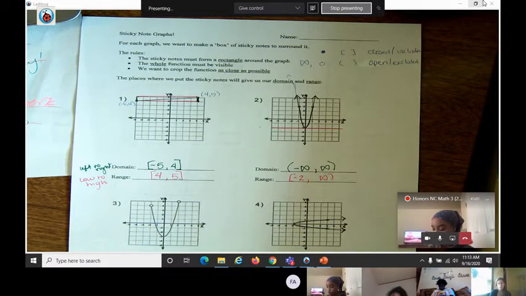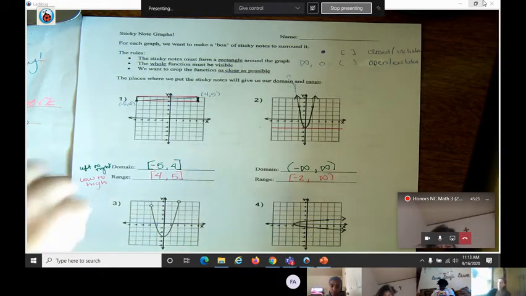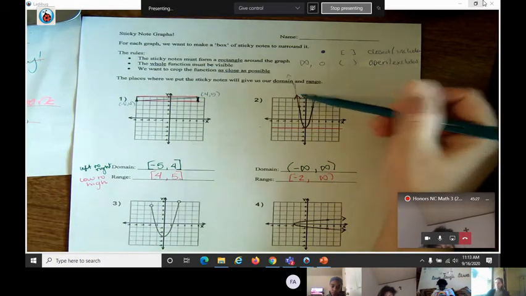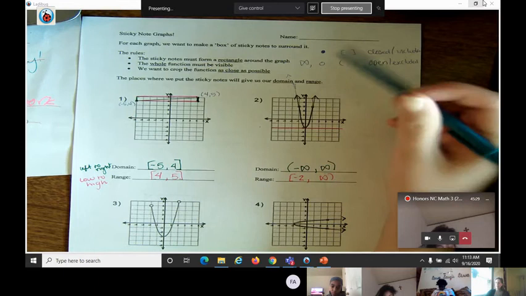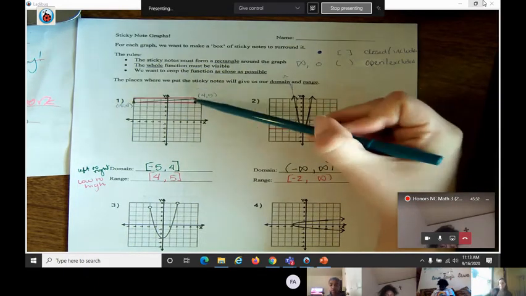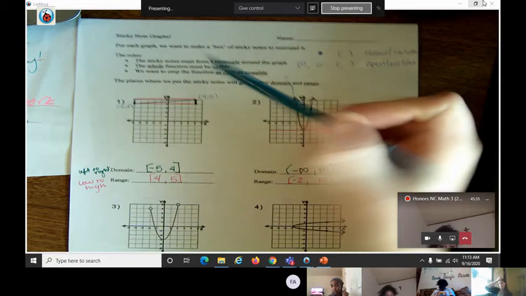No questions on number 1 or 2? Yeah, I have a question. All right, what's up? For number 2, for the domain, it wouldn't matter the coordinates like how it did on the first one, right? Because it has infinity. Yeah, because it's got arrows, right? These arrows go on forever. But here it had dots. And so those dots matter. Good question.